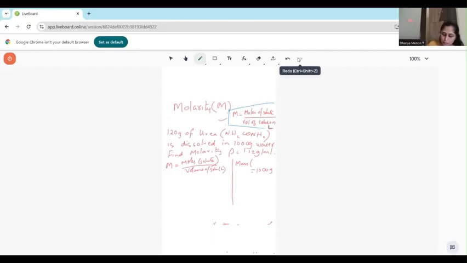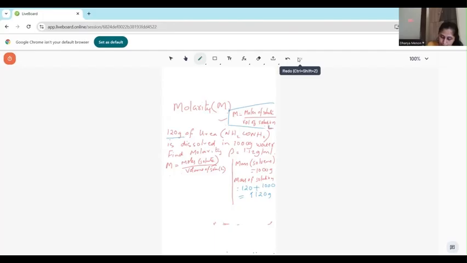Can I find the mass of solution? Do I have the mass of the solute? 120 plus solvent is how much? 1000. That gives you how much? That gives you 1120 gram, right? This is the mass of the solution. But I don't need the mass, I need the volume.